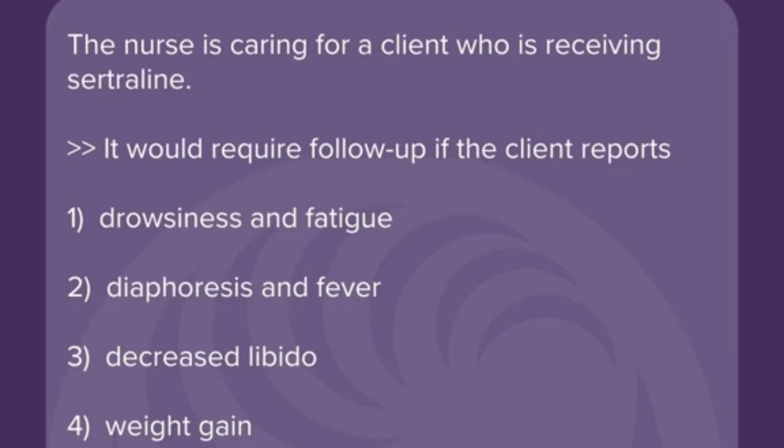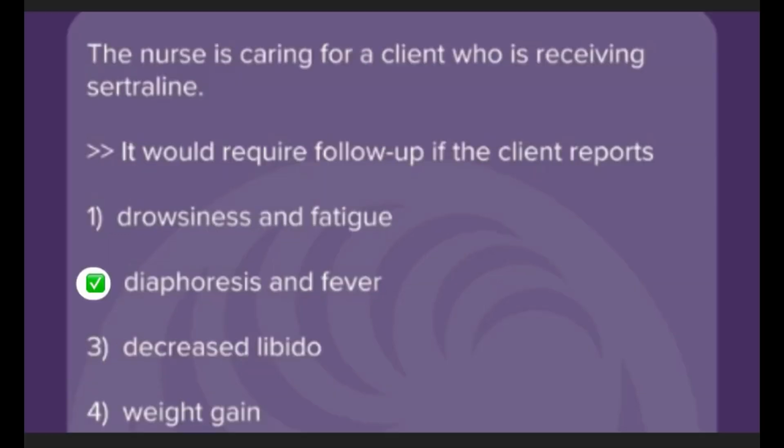Option 3 is a decreased libido. This is going to be an incorrect option. It is a known expected kind of side effect, but it does really increase the risk for noncompliance. So we definitely want to open that discussion, but it doesn't necessarily require follow-up. And then option 4 is weight gain. This is going to be an incorrect option as well. Clients can experience weight gain or weight loss with SSRIs, another big reason for noncompliance, but it's not life-threatening. So our correct option for today is option 2.